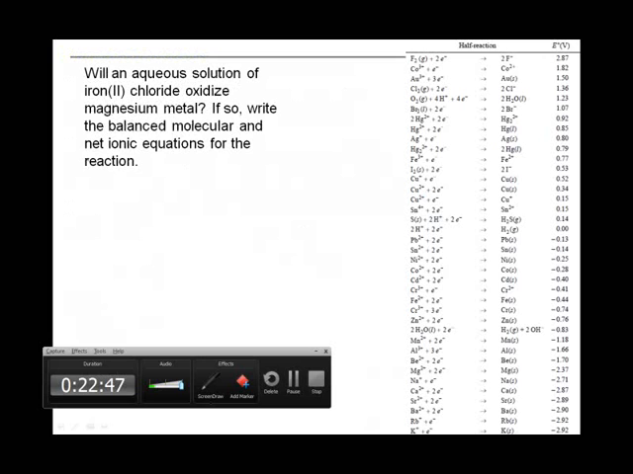Alright, similar question. Will an aqueous solution of iron 2 chloride oxidize magnesium metal? Okay, so we need to know, is magnesium stronger than the iron so that it will displace it? So magnesium again is down here. Iron 2 is way, whoops, that's fluorine. Iron is way up here. So this is the strong side. So magnesium is certainly strong enough. So I'm going to end up with magnesium chloride and iron metal.